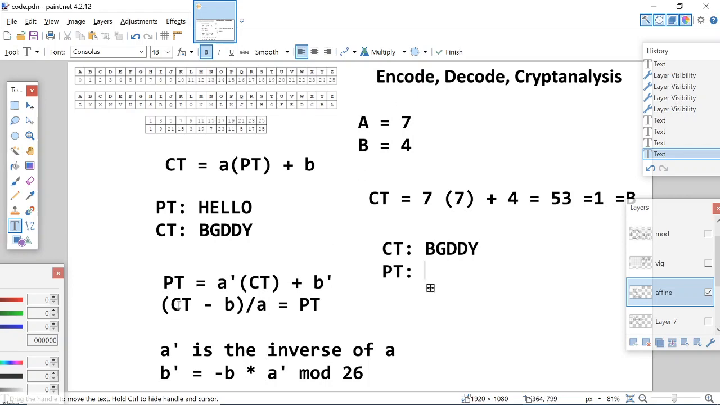That way I know that CT, B, so the first letter is B, 1 minus 4, negative 3. I can take the mod whenever I want to, because in the end, you're going to mod it anyway, but I don't have to, so I can just keep it as negative 3 if I want to, but I'm going to make negative 3 into 23, okay? And then 23 times the inverse of A, which is 7, so times 15.